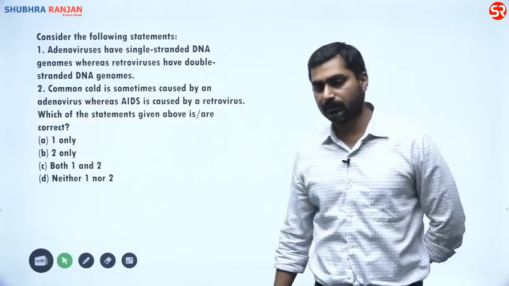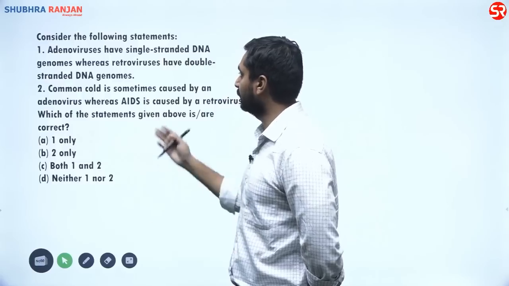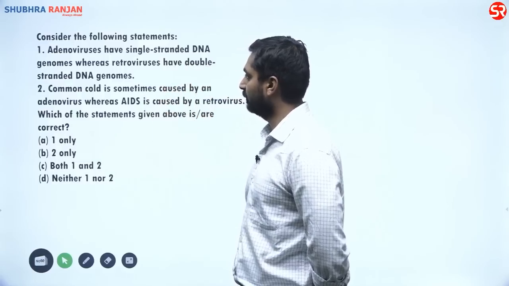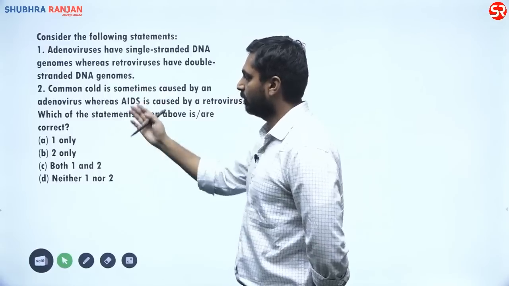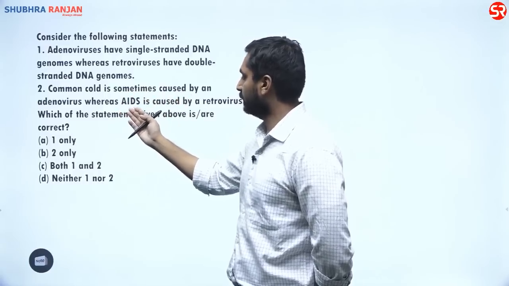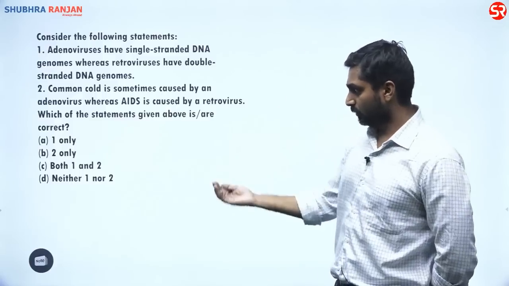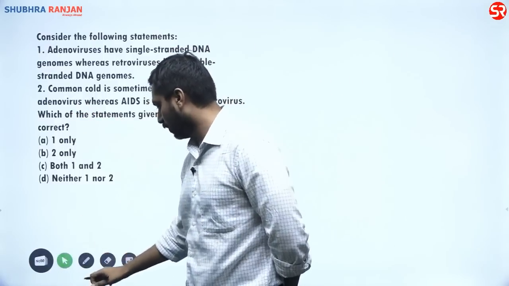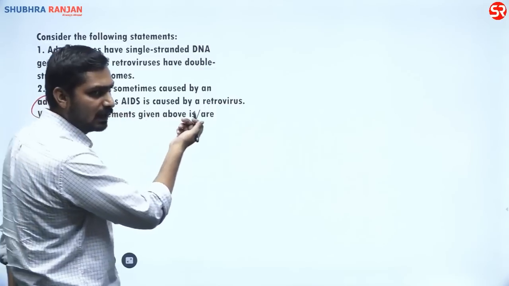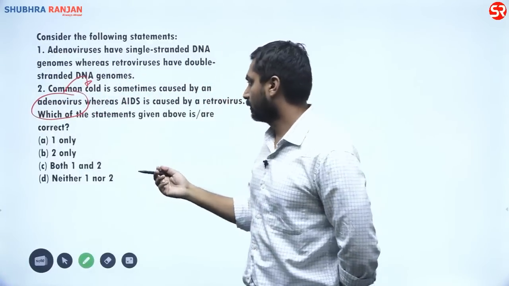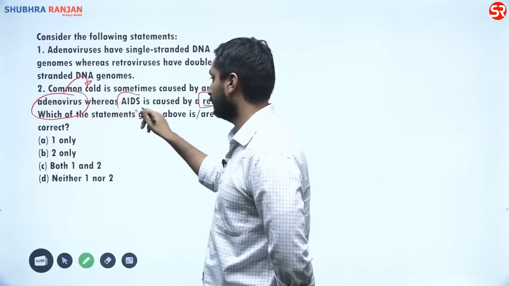This is also a question which is prevalent in the present pandemic times. Consider the following statements: adenoviruses have single-stranded DNA genomes, whereas retroviruses have double-stranded DNA genomes. We will look into this statement, but look at the second statement first. Common cold is sometimes caused by an adenovirus, whereas AIDS is caused by a retrovirus. Which of the given statements are correct? We know that adenoviruses are one of the most common types of viruses, and they cause common cold and flu, and also the COVID pandemic. Retroviruses are unique viruses, and they cause serious diseases such as AIDS and cancer.